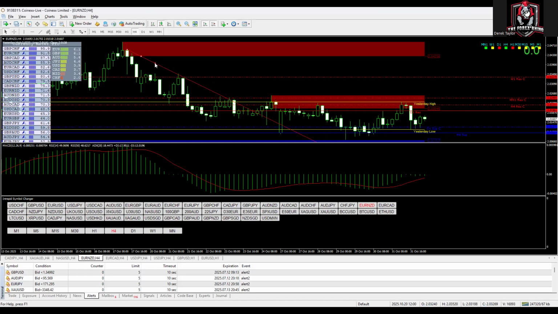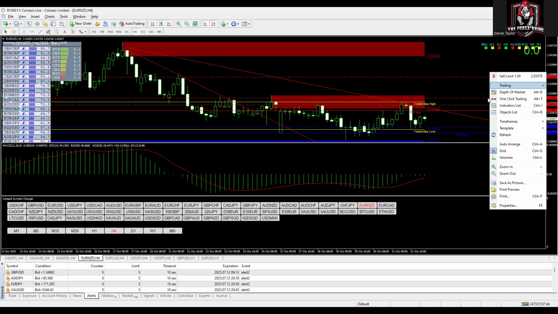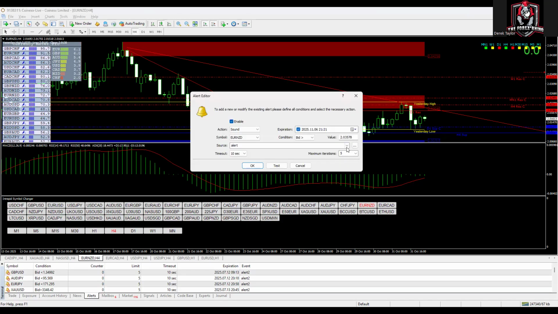Look at this. This is really interesting. I'm going to do a buy peak here for Euro NZD. Euro NZD EP for a buy peak is 2.03578.